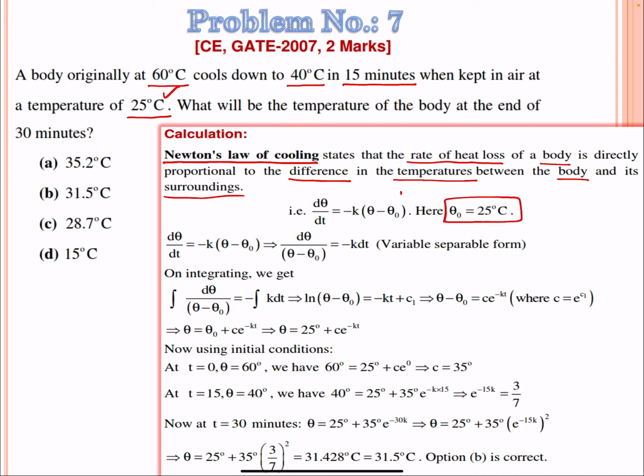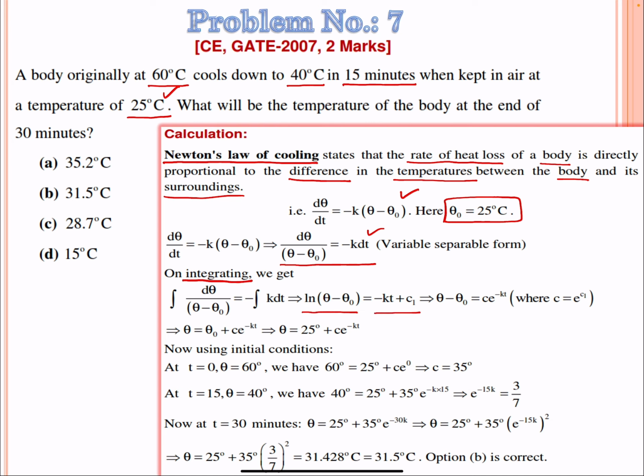Now we have given this equation. Separate the variables theta and d theta on one side and t and dt on other side. So it becomes d theta over (theta minus theta naught) is equal to minus k dt. So it becomes a variable separable form. On integrating, we obtain log (theta minus theta naught) is equal to minus kt plus c1.